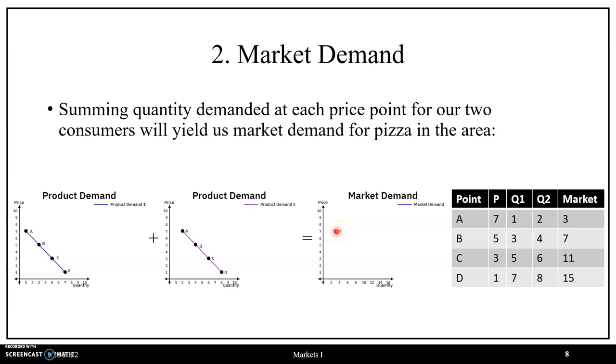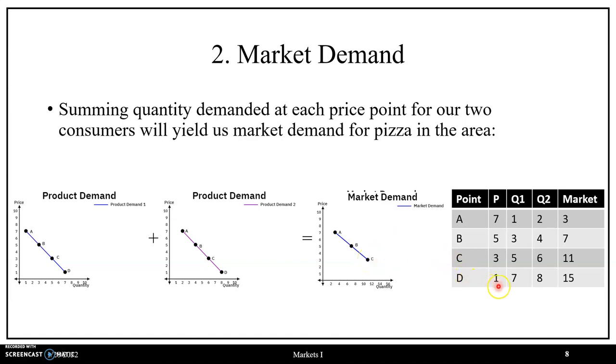Now proceeding on to point B, at a price point of 5, consumer 1 is willing and able to purchase 3 slices, while consumer 2, 4 slices, where overall the market at a price point of 5 is willing and able to purchase 7 slices then, generating us point B on our market demand curve. Moving on to C, at a price point of 3, consumer 1 is willing and able to purchase 5 slices, while consumer 2 is willing and able to purchase 6 slices, such that the market will overall demand 11 pizza slices at a price point of 3, generating us point C on our market demand curve.